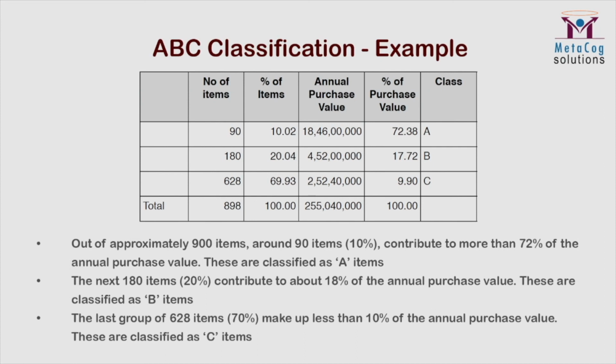Since A-class items are higher in value, lower levels of inventory should be maintained of such items. They are also ordered and reviewed very frequently, and very often they are monitored by special buyers. B-class items are ordered and reviewed less frequently than A-class items, and moderate levels of inventory are carried of such items.